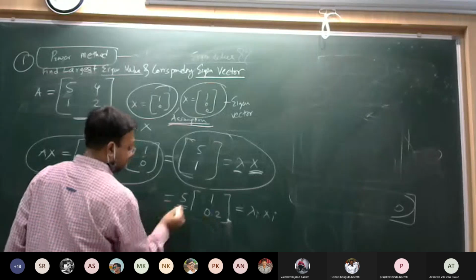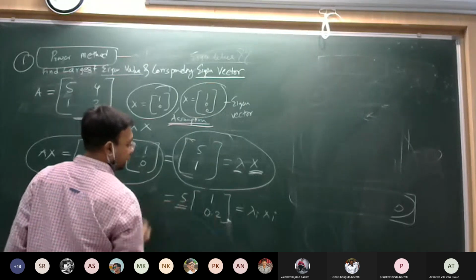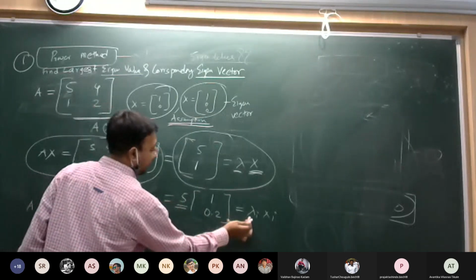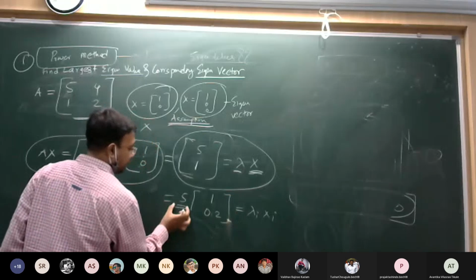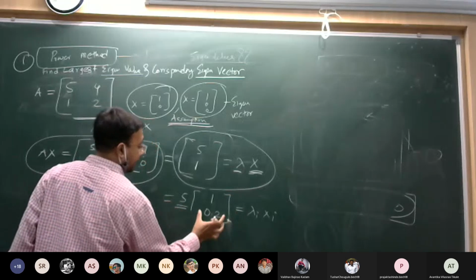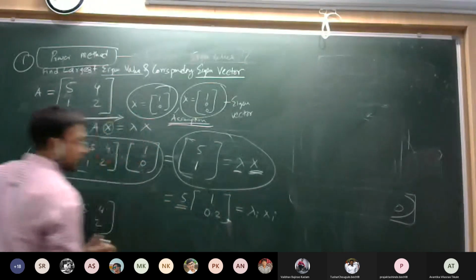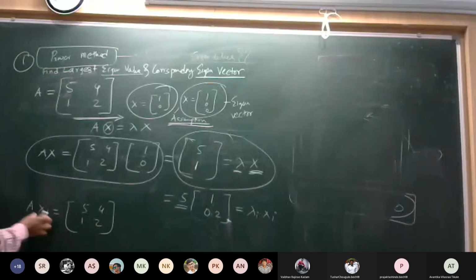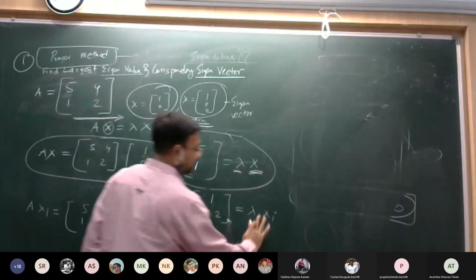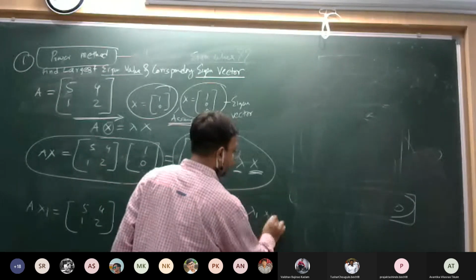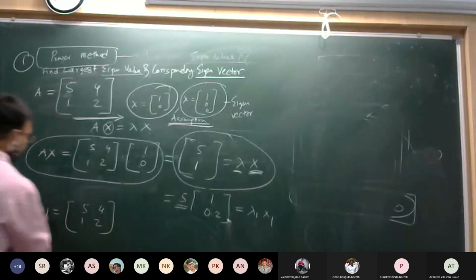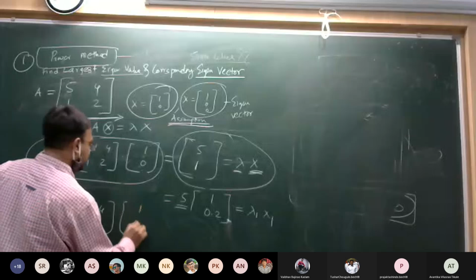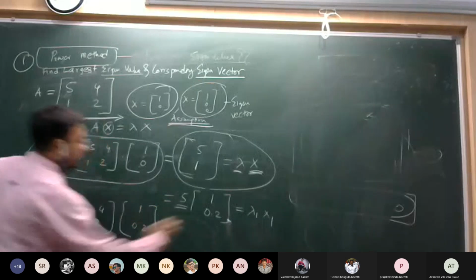This is the largest eigenvalue. This would be the corresponding vector. So new lambda I and xi we got. Lambda I would be 5 and xi, that vector, would be 1, 0.2. So again A into xi. Suppose this is the first time you have calculated lambda into x1. So lambda into x1 would be what? 5, 4, 1, 2 into 1, 0.2. Again we have to multiply this.